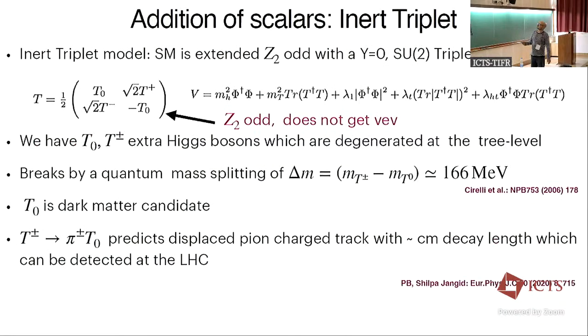Now, if you consider the other non-trivial representation of SU2, which is the SU2 triplet with Y equal to 0, then you have an additional lambda t and a portal coupling of the Higgs, lambda ht. In this case, you have two components, T0 and T plus-minus. T0 is the neutral one. It can be the dark matter candidate. And T plus-minus can actually decay to a soft pion and T0. This is very difficult to detect because the mass splitting comes from loop corrections, which is of the order of 166 MeV. So it has fewer degrees of freedom, but more or less it can also address the same issue.